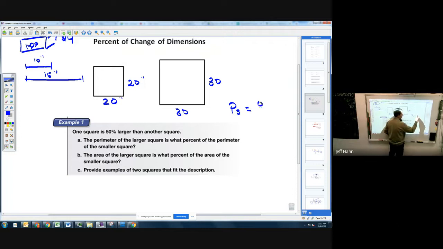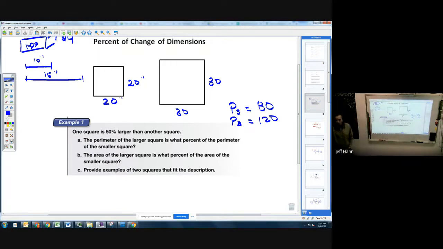Did you say 80? Now, I want you to stop just for a minute. Perimeter of the small square. We made this square 50% larger. So without looking at the dimensions here, one would say, well, the perimeter of the big square should just be 50% larger than this, right? 50% larger than 80 is 120, because half of 80 is 40, 40 plus 80. Let's look and see. The perimeter of the big square is 30 plus 30 plus 30 plus 30, which is 120. Okay, that makes sense. That's the way it should be.